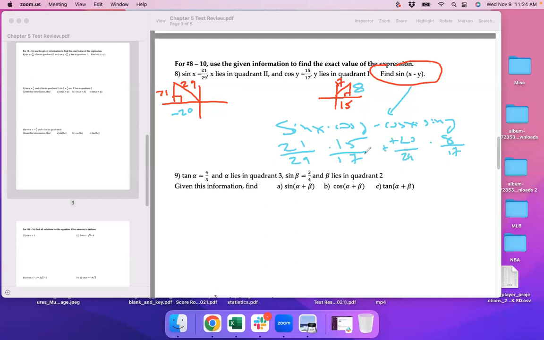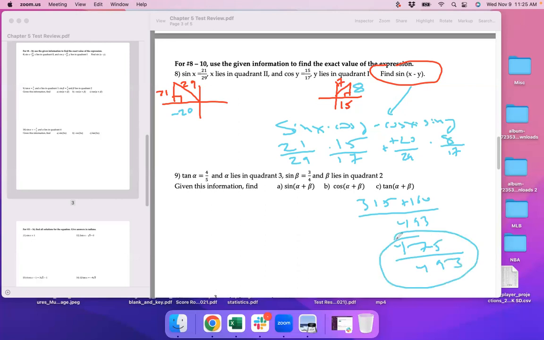So you're doing 21 times 15, which is 315, plus 160 all over whatever 29 times 17 is, which is 493. So you get 475 over 493. I know it's a weird number, but that's our answer.